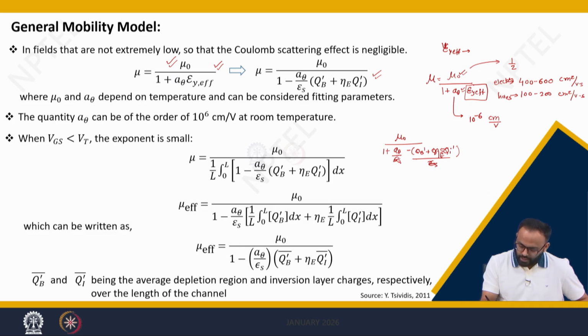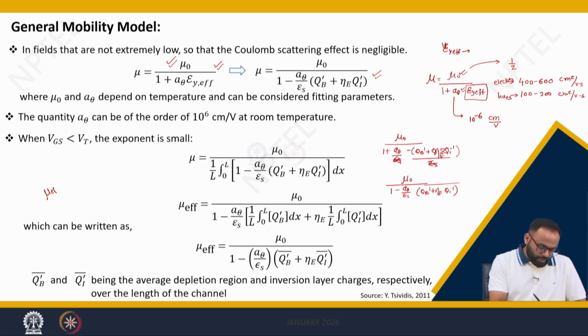So that is what epsilon s here is coming. That is what you can rewrite as mu naught, this minus will go out, A theta by epsilon s into Qb dash plus eta E into Qi dash. Now we know how we can calculate the effective mobility, as effective mobility can be calculated as 1 over 1 by L integration 0 to L dx by mu.